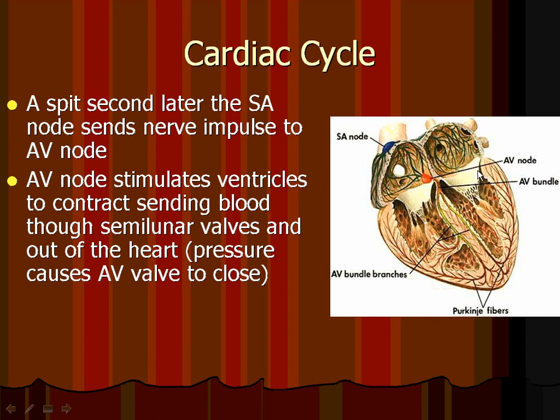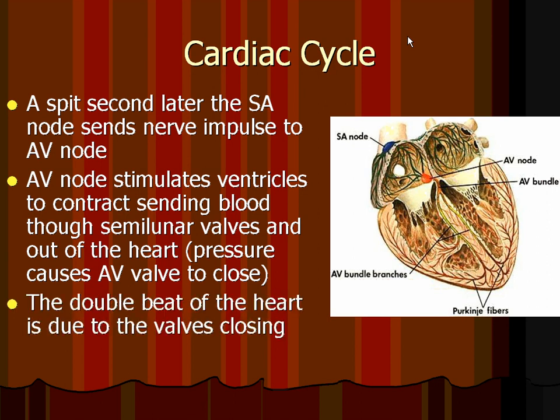It happens the same on the other side of the heart as well. When this starts to pool, the SA node tells this to contract, it squeezes it down into the left ventricle. This AV node tells the ventricle to contract, and then it will be squeezed out to the aorta. So it's the same function on both sides of the heart.